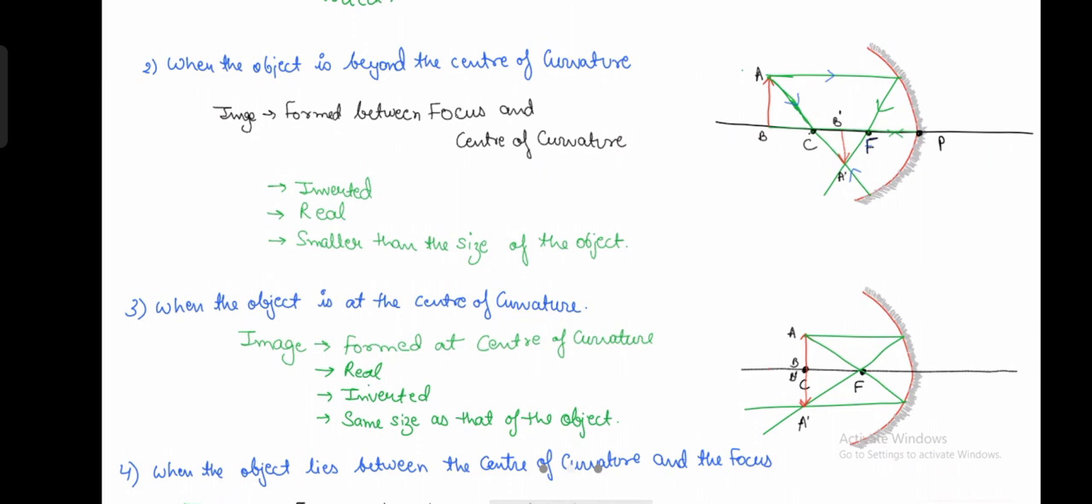Okay, so in this condition, if I want to see where my image is formed, my image is formed when the two reflected rays are intersecting. Where are they intersecting? They're intersecting at this very point. So this point will be the one where the image formation will take place. Now let's understand the properties of this kind of image.